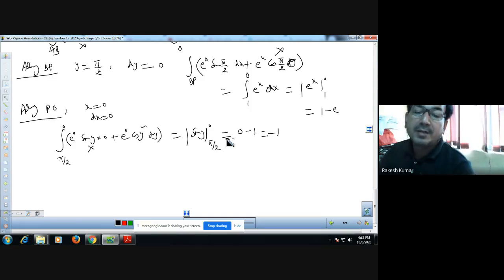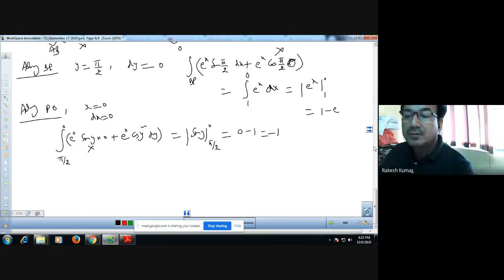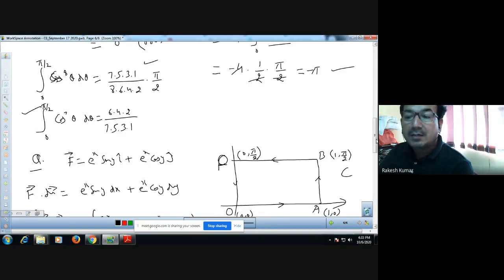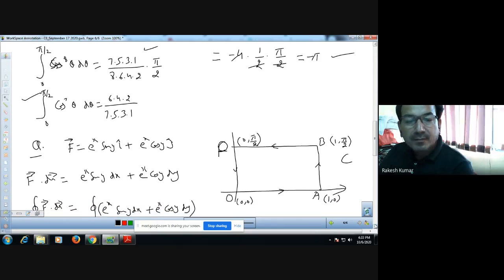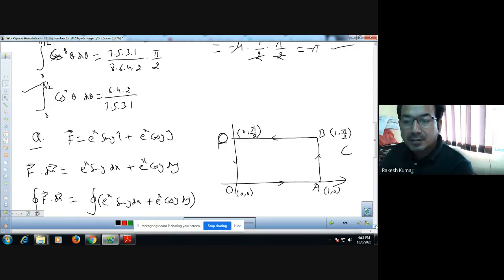Now we have been able to find out the values of the integral along all the lines of the rectangle OA, AB, BP and PO. Now we just substitute the values, and we will substitute the value here.